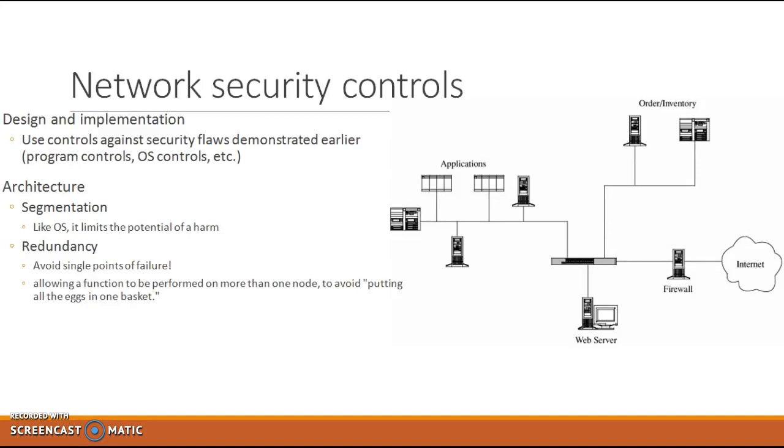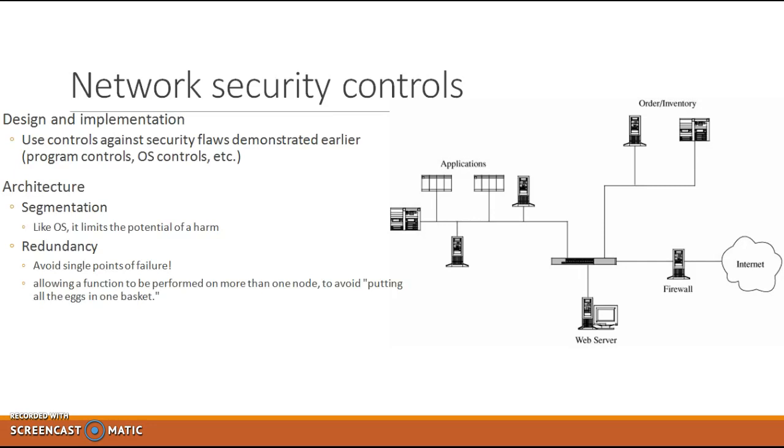Okay, what are the different controls we can have against all these vulnerabilities? If you see, we need a good design and a good implementation. We need good use of controls against the security flaws demonstrated earlier, program control, OS control. We need architecture segmentation like the OS. It limits the potential of harm. And then we need redundancy, to avoid a single point of failure. For example, we need backups in case our website or our data has been hacked or corrupted. We must have a redundant backup.